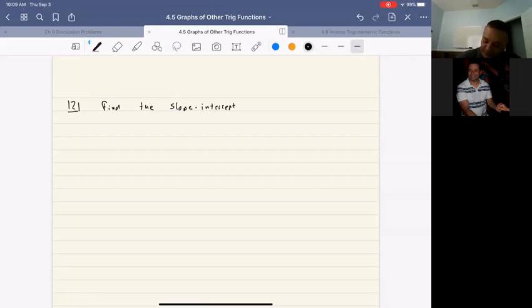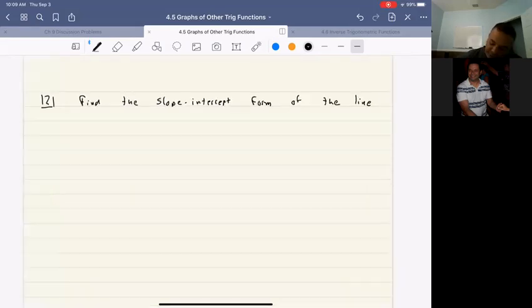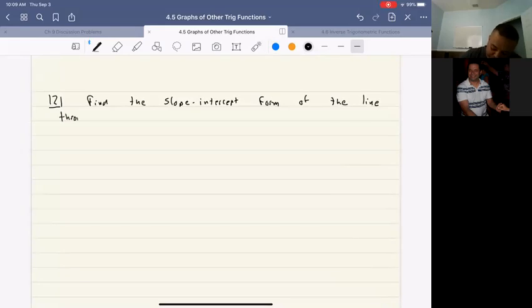Find the slope-intercept form of the equation of the line through (2, 5) that makes an angle of 135 degrees with the positive x-axis.